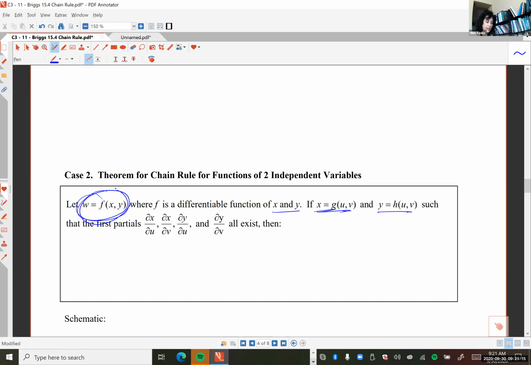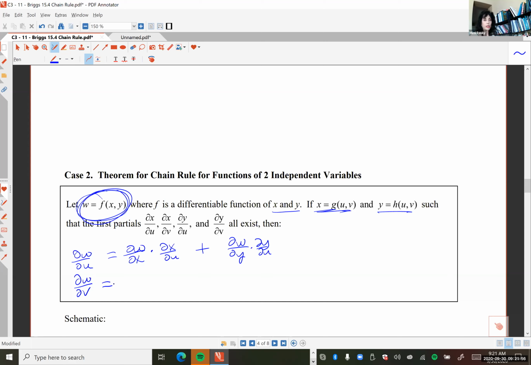Then w is going to need 2 partials. It doesn't have any straight stems going on in this whole problem. All of the d's have curvy spines. So you're going to have to get dw/du, and we're also going to want to worry about dw/dv, because u and v are the independent variables that are driving the bus. So dw/du is going to be the partial of w with respect to x times the partial of x with respect to u, plus the partial of w with respect to y multiplied by the partial of y with respect to u.